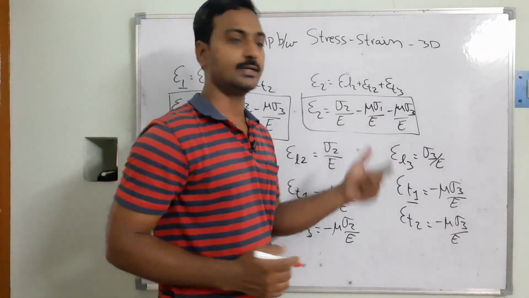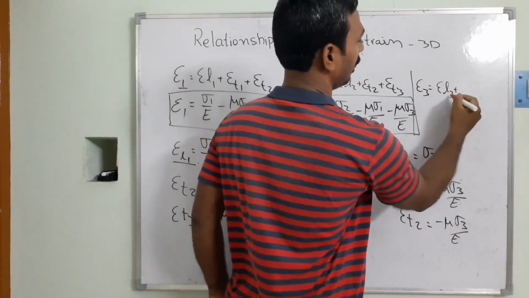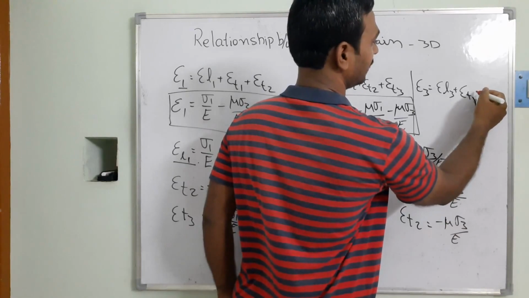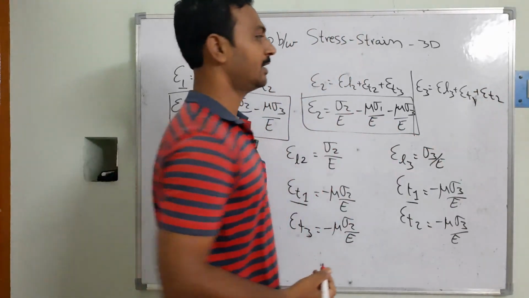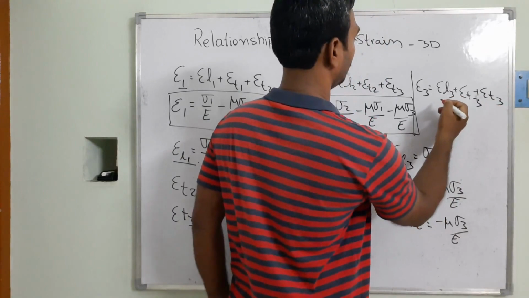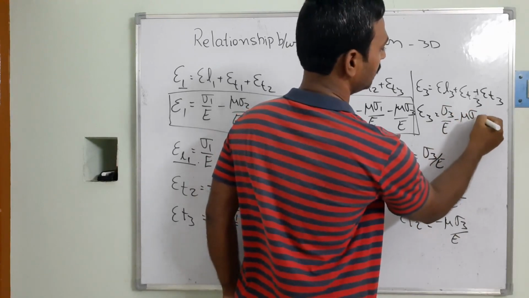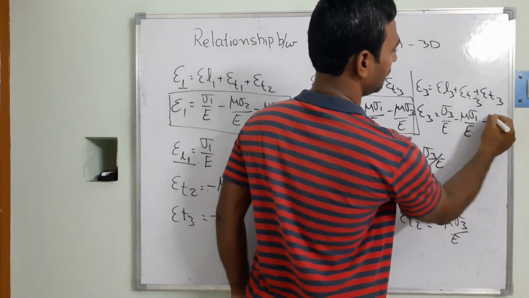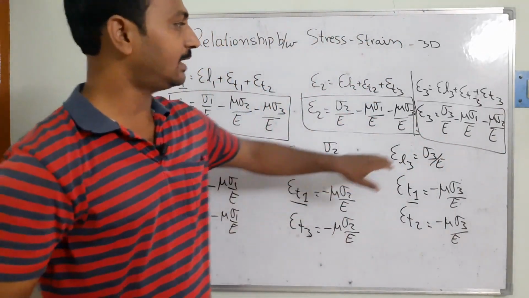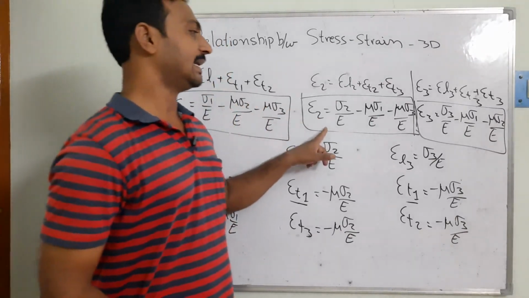Now I am going to take the third direction. Epsilon 3 is equal to epsilon L3, the longitudinal strain, plus the strain due to the stress in direction 1, and the strain due to the second direction. So epsilon 3 is equal to sigma 3 by E minus mu into sigma 1 by E minus mu into sigma 2 by E. This way we calculate the strain in the first direction, second direction, and third direction.